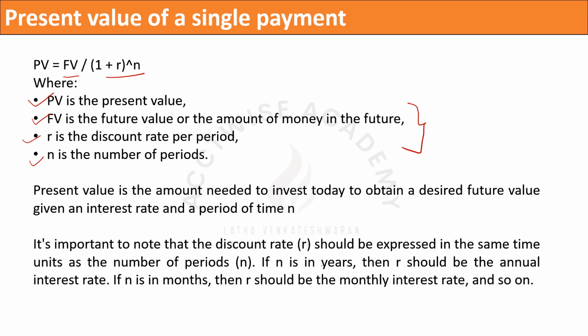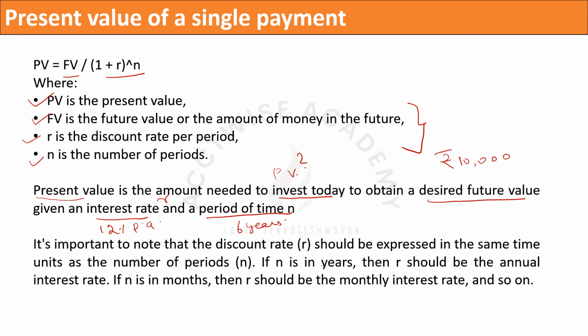We know that present value is the amount needed to invest today to obtain a desired future value given an interest rate R and a period of time. So if we want to obtain a desired value of rupees 10,000 with the interest rate of 12% per annum and a period of time of 6 years, how much do we have to invest today? So this amount becomes our present value.